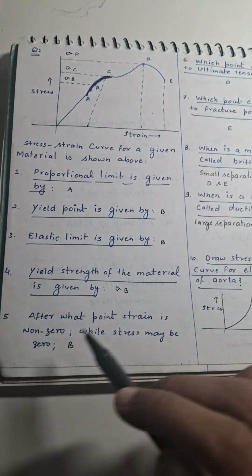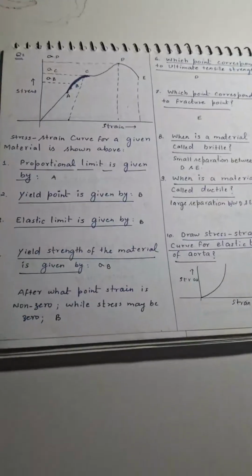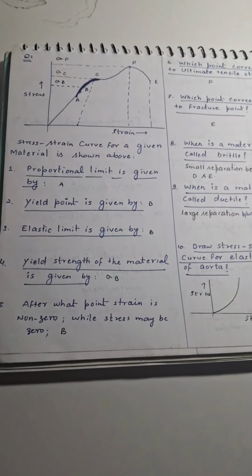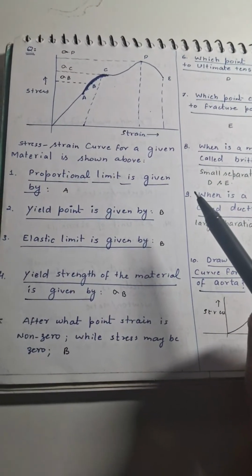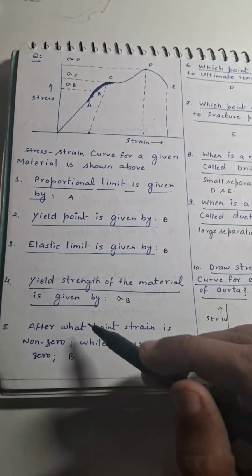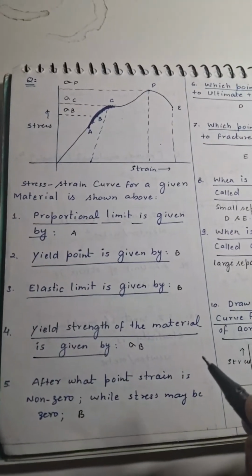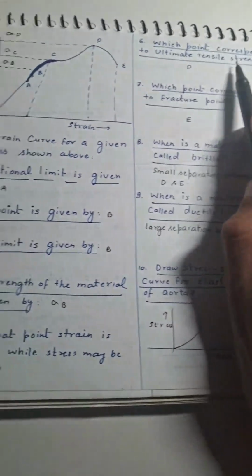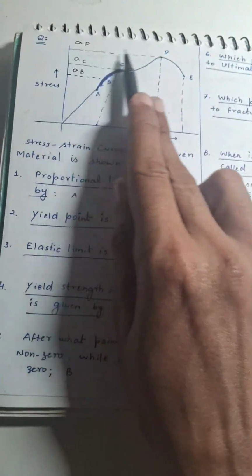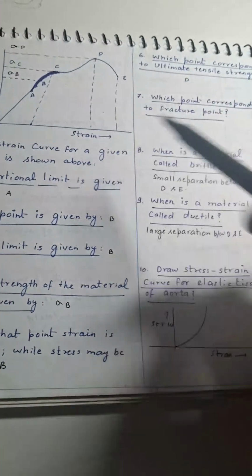Then, after what point is strain non-zero while stress may be zero? It is after point B. Because strain is non-zero, that corresponds to permanent deformation or permanent set. Then which point corresponds to ultimate tensile strength? Here D corresponds to the ultimate or the maximum strength, as it is given in the graph itself. Then which point corresponds to the fracture point? The fracture point is given by point E.